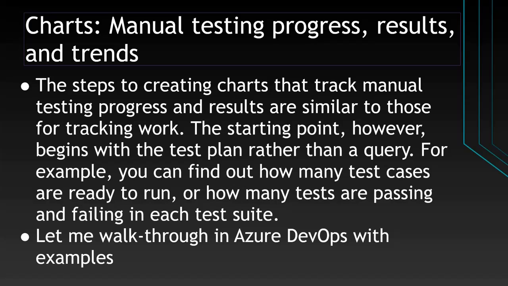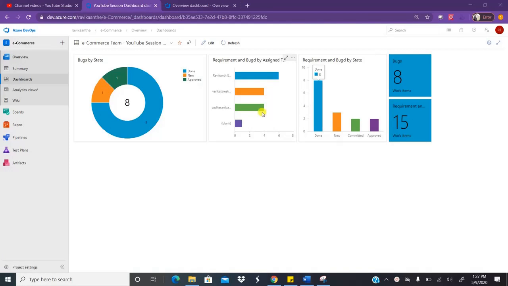Okay, so let me walk through Azure DevOps to show you how we can create different charts from test plans corresponding to your manual testing progress. There are two ways to show the results. One is you can add the charts in your dashboards, or you can add the charts in the test plan module itself.